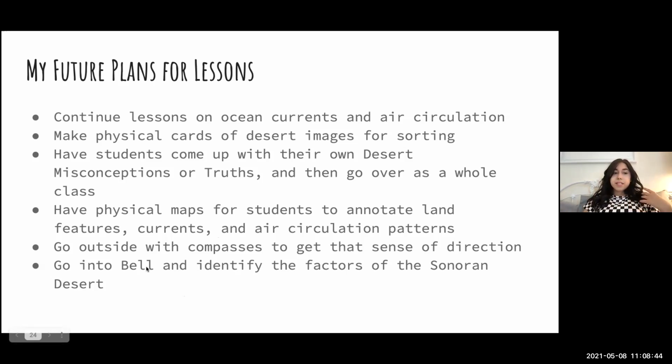But that is what I have so far. I also don't have a lot of physical products because everything is remote. And so by the end, my goal is to have them make their own PowerPoint really describing what a desert is and using images to define it, showing that they can annotate maps and identify where Tucson is on a map and the land features around it. But that is going to take a couple more sessions and so on.